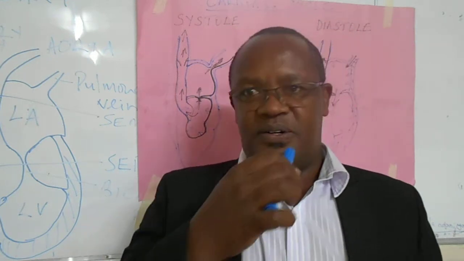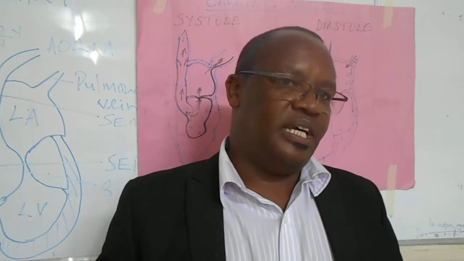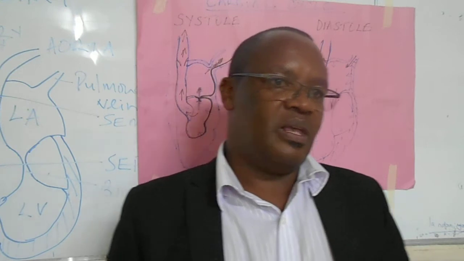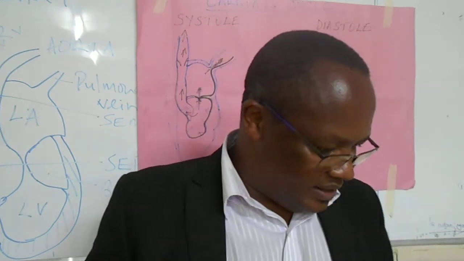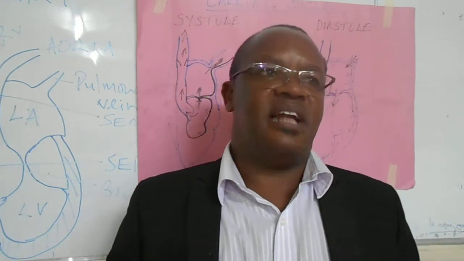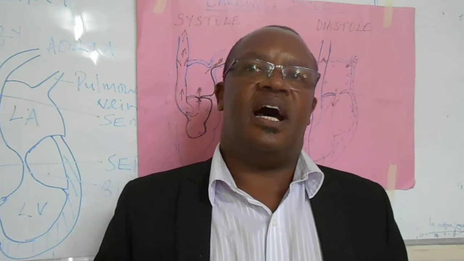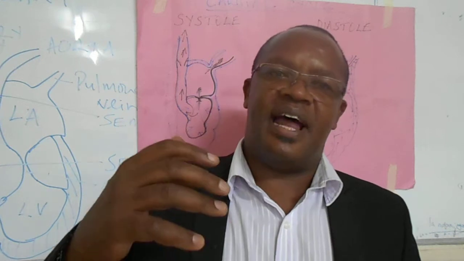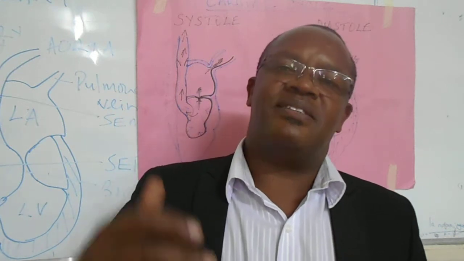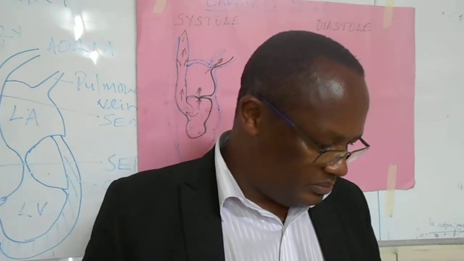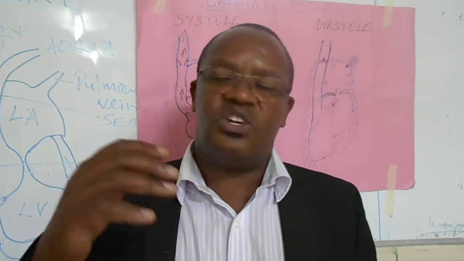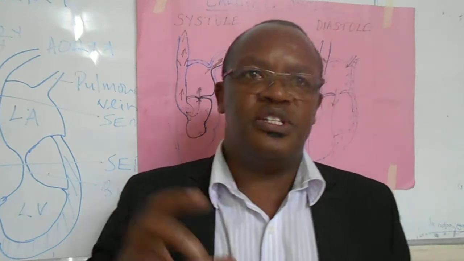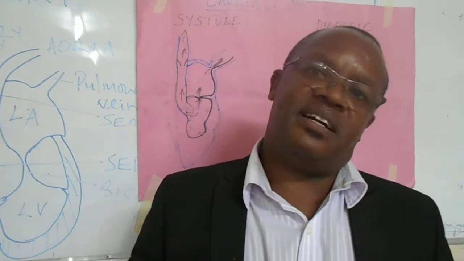Now, the cardiac cycle simply refers to a sequence of events that occur during the heartbeat. Heartbeat is due to contraction and relaxation of heart muscles, and this contraction and relaxation occurs rhythmically. Each contraction is followed by relaxation, and the two constitute what we call the cardiac cycle.